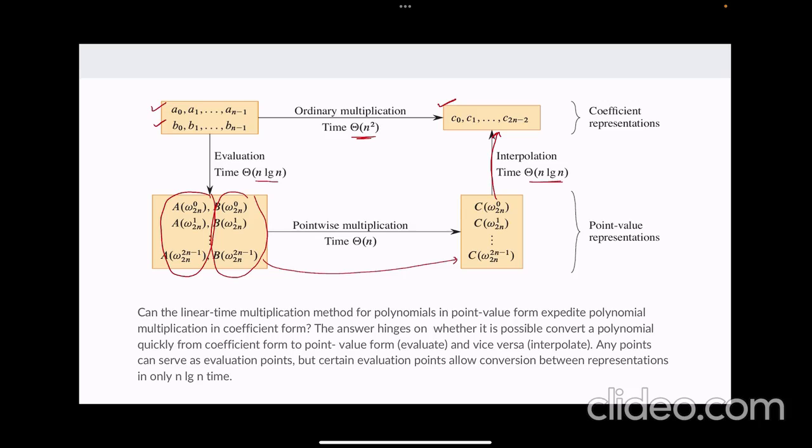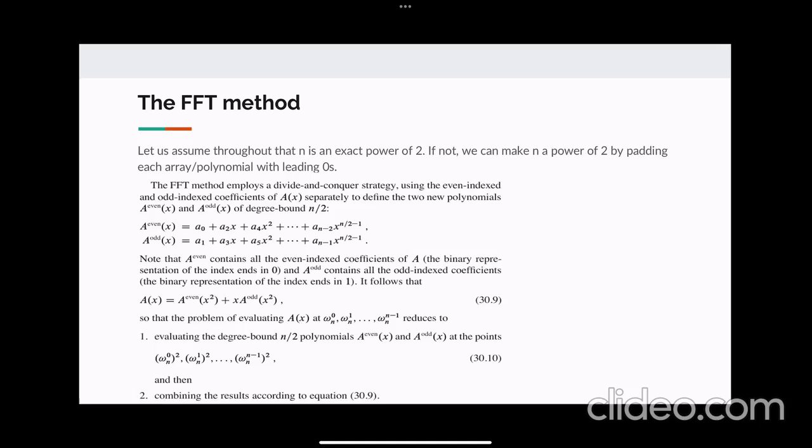If you've noticed, since we are calculating these at the complex roots of unity, this is the DFT of A. This is the discrete Fourier transform of B, and this is the discrete Fourier transform of C. So basically, what we want to do is go from a polynomial to its discrete Fourier transform and back to the polynomial.